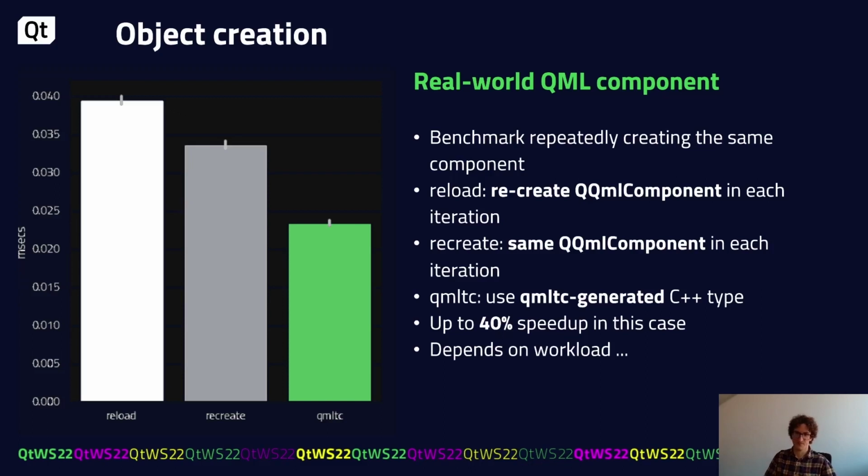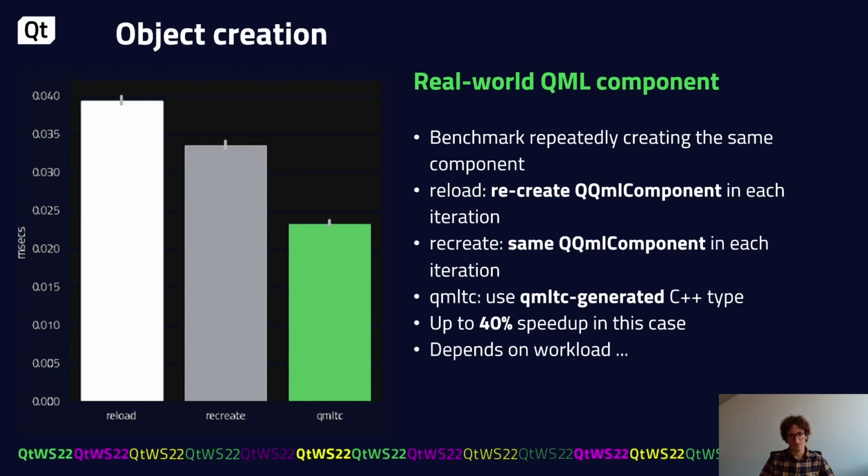In recreate mode, here the gray bar, we use the same QML component in each iteration. So I create a QML component with a URL. Then I repeatedly create objects from that without throwing away the component. And with qmltc, I don't use the QML component again at all. I just instantiate the class qmltc generated for me. So what we can see is in the qmltc case, we get around a 40% speed up in this case. However, again, this heavily depends on the specific workload.